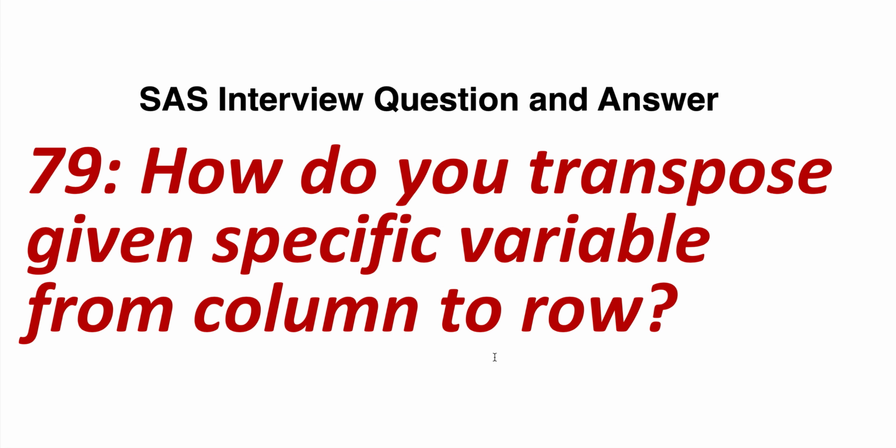SAS interview question and answer. Question number 79. How do you transpose given a specific variable from column to row? This question is asking about how can we transpose a specific variable, not for all variable. We can select a specific variable from column to row.